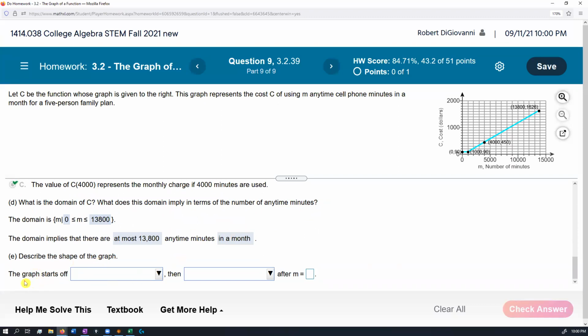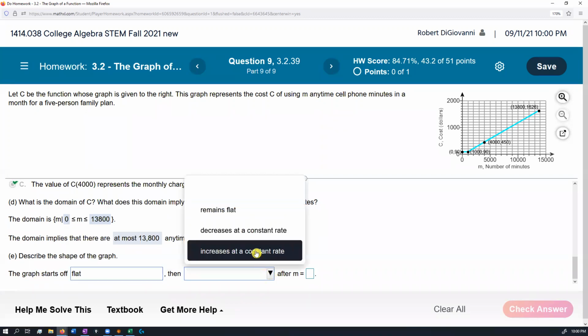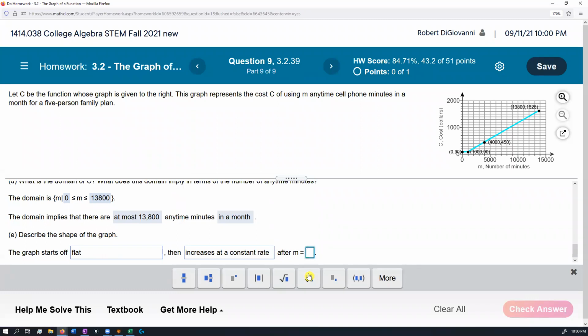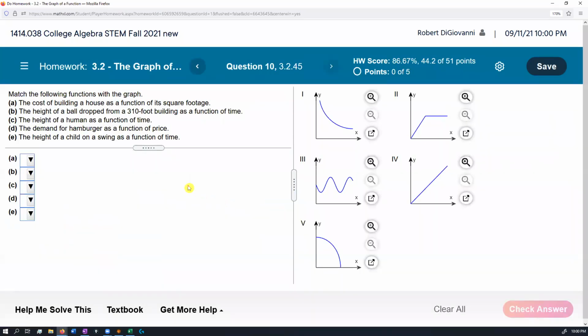Describe the shape of the graph. The graph starts off flat and then increases at a constant rate after the number of minutes hits 1,000. All right, last one.